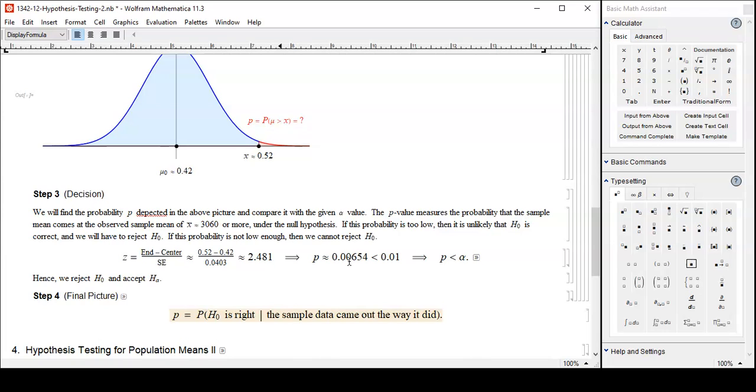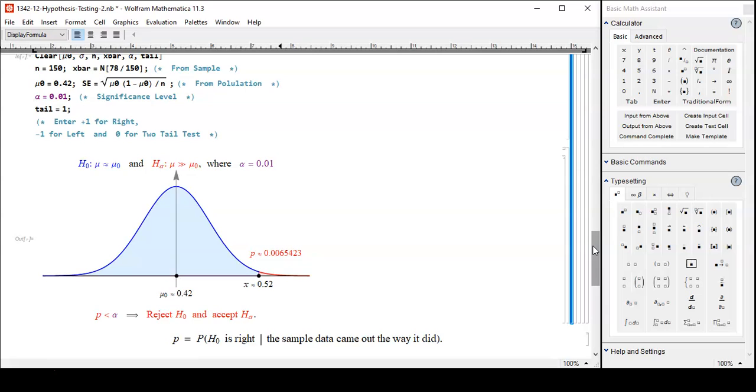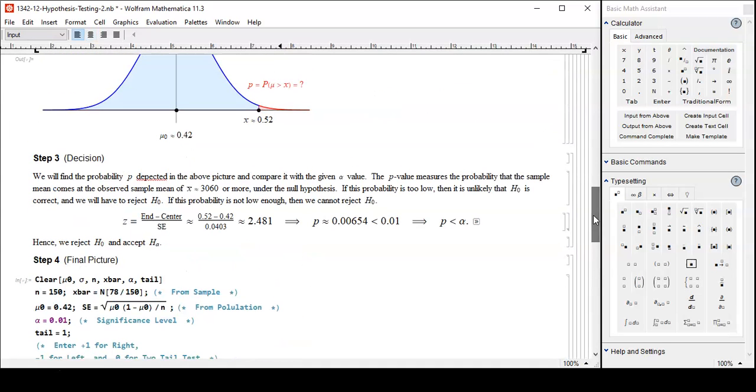So if this p is very small, then the probability that null is right is small, so I'm going to ditch that. So indeed, p is less than 1%, the threshold. So the probability that null is right is too low. So I will reject the null hypothesis and accept the alternative hypothesis. That's the final conclusion here. So this is a good way to understand what p-value is, even though I cannot say it always works.